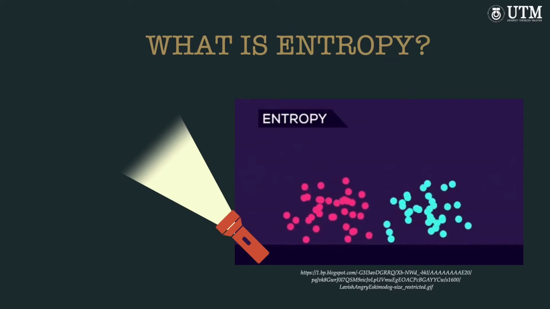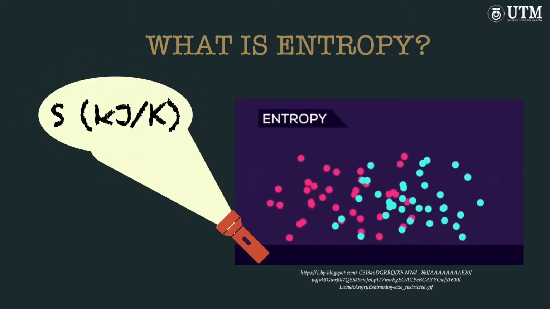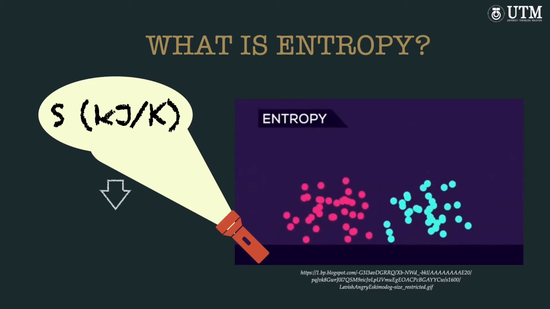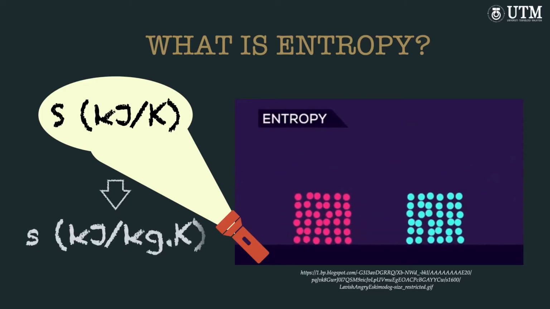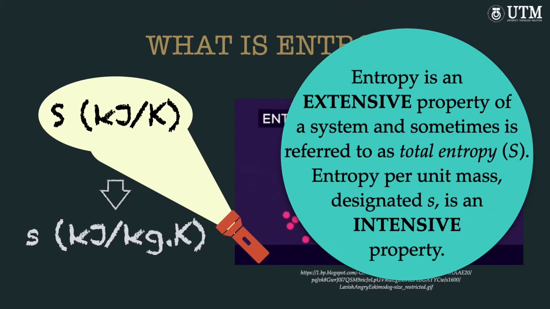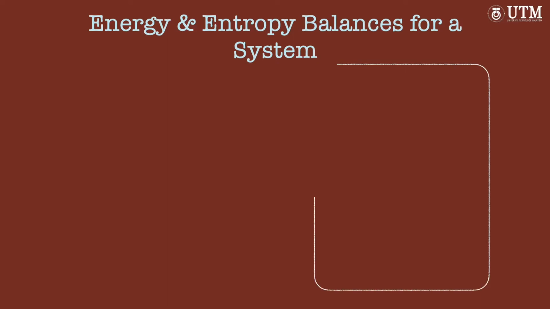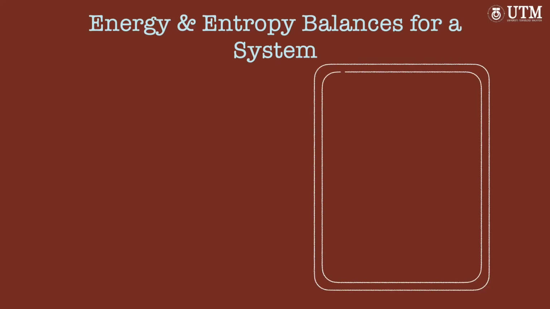The total entropy is denoted as the capital S with a unit of kilojoule per Kelvin. And the small letter s represents the specific entropy with a unit of kilojoule per kilogram Kelvin. The difference between energy and entropy balances for a system is illustrated in the given figure.